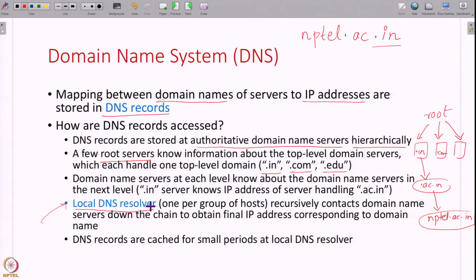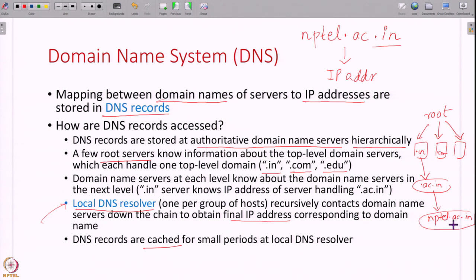So, DNS resolvers resolve a DNS name by walking down the name hierarchically, and once you obtain the final IP address, these DNS records, this information about this mapping from this name to the IP address, all of this information is also cached for small periods of time at the local DNS resolver. Why? Because if somebody has resolved this name to an IP address and immediately somebody else will ask, then you do not have to do all of this again, go to the root, go to top level domain, all of this you do not have to do it again, you can just remember.